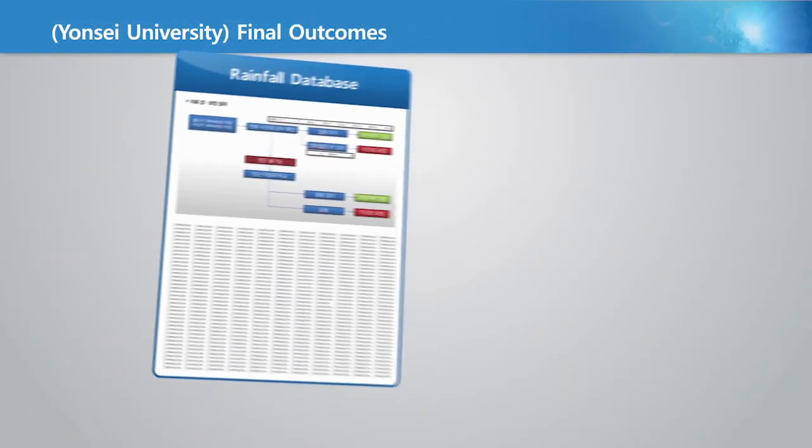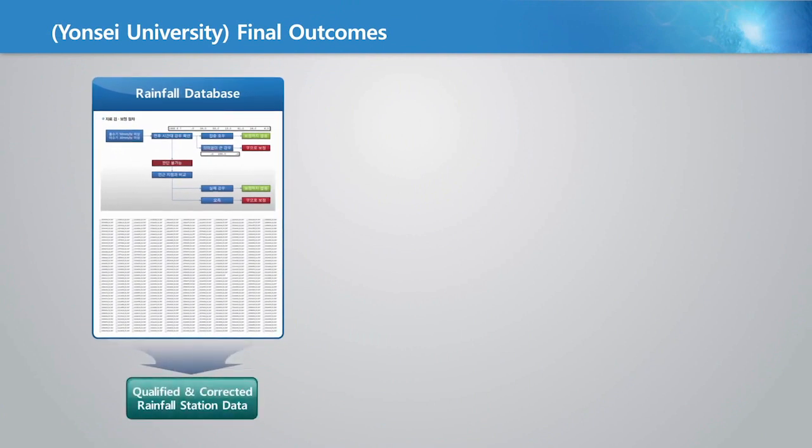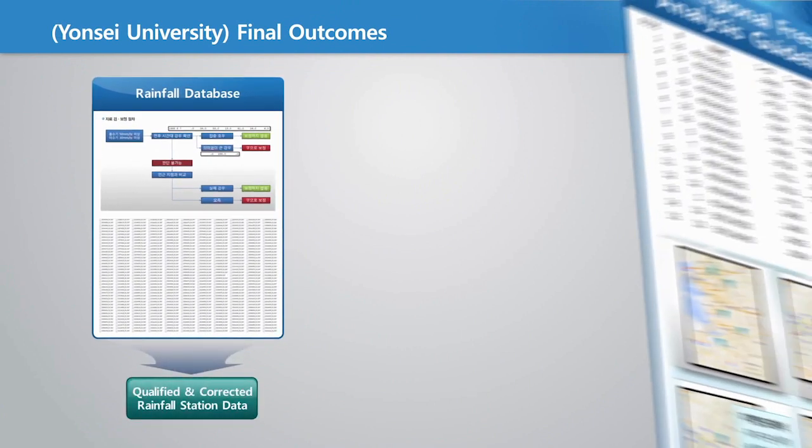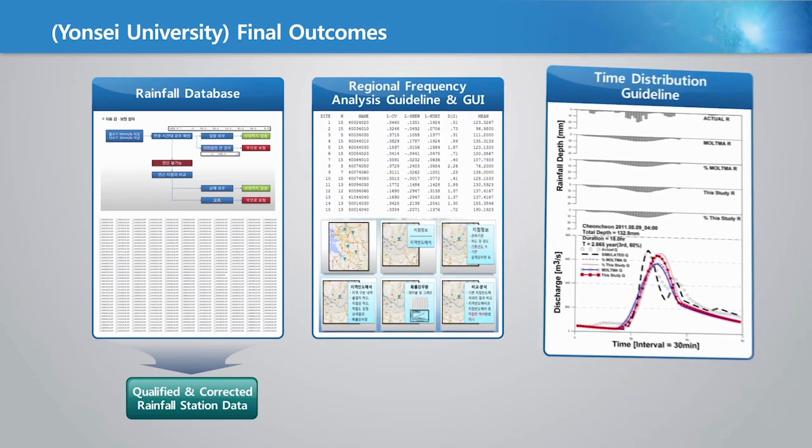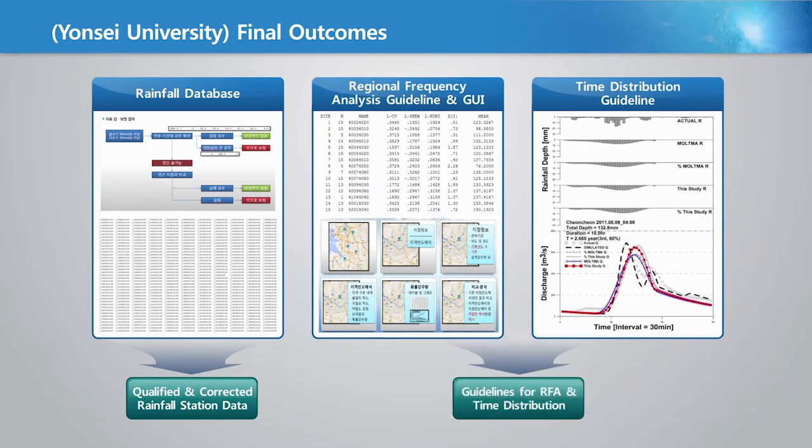Rainfall database is provided with qualified and corrected rainfall data for all stations. Regional frequency analysis is provided with guideline. Also, this research improved time distribution method based on Huff methods. This is well fitted to the extreme rainfall events.